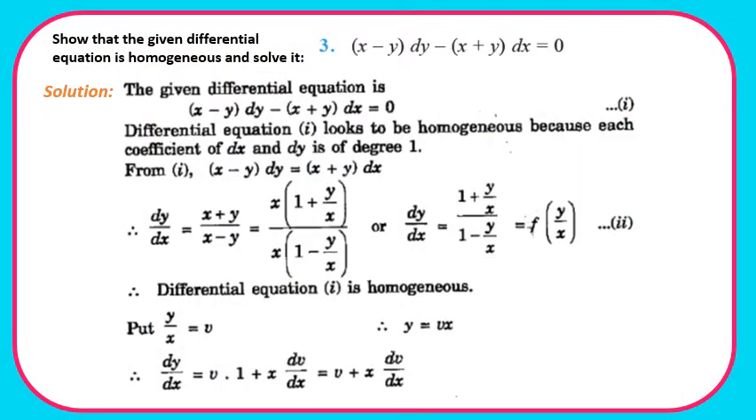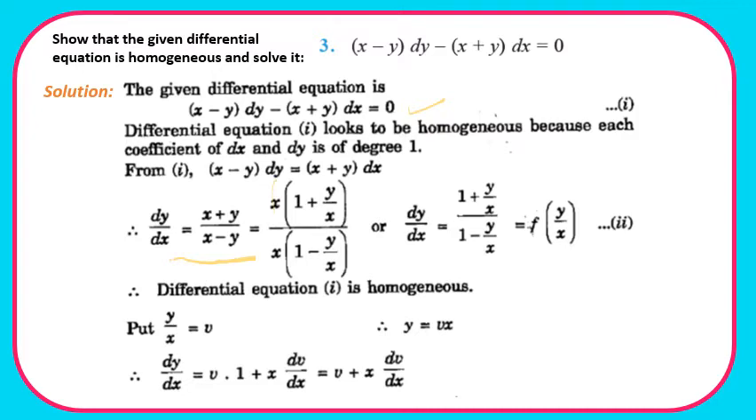Moving to question 3, show that the given differential equation is homogeneous and solve it. First we have to show that this is homogeneous and then we'll solve it. So we have the given differential equation as (x minus y) dy minus (x plus y) dx equals 0. So first we have to prove it homogeneous. So finding dy upon dx, we are getting dy upon dx equals (x plus y) upon (x minus y). Taking x common, we have x into (1 plus y upon x) upon x into (1 minus y upon x).